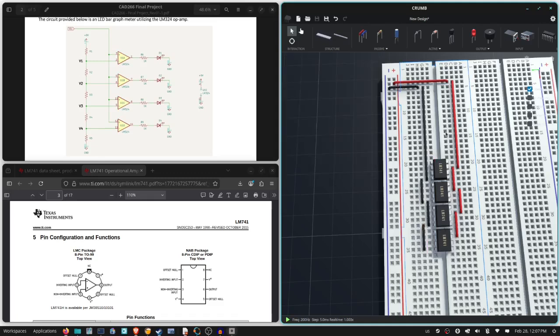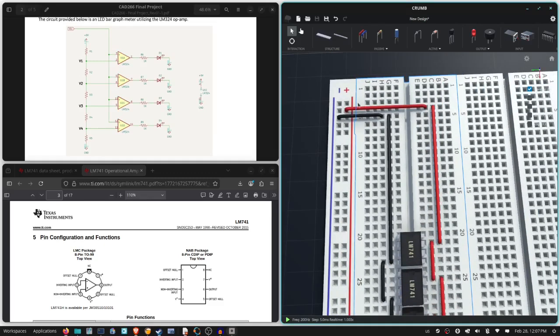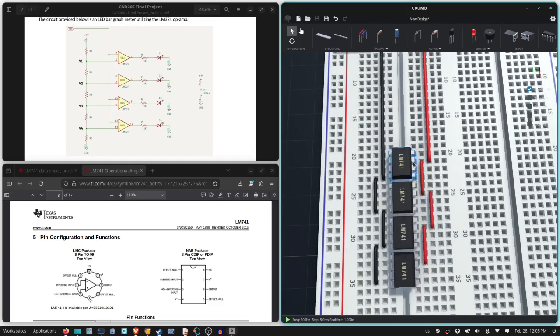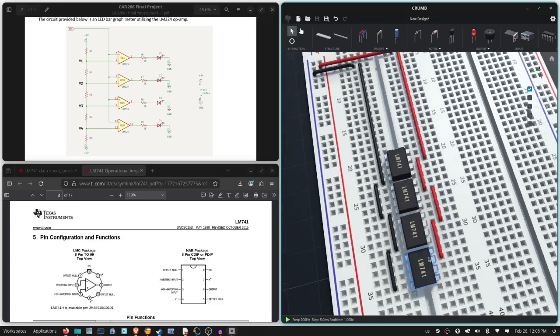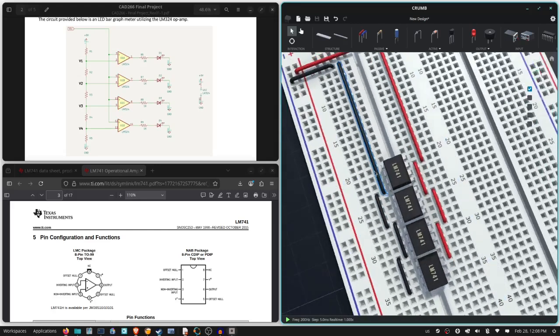So now we have provided power to our ICs, and we want to double check that we have V plus or VCC, 9 volts, on pin 7 for each of these, and we want pin 4 to be grounded on each of these, and it looks like that is correct.